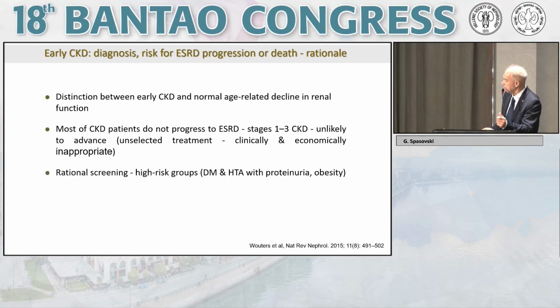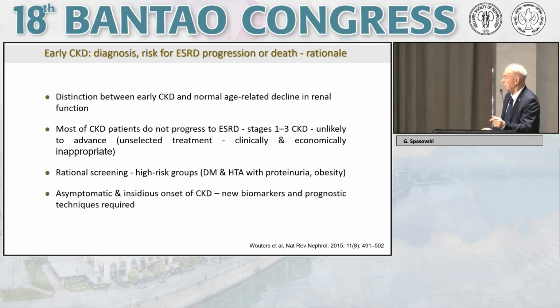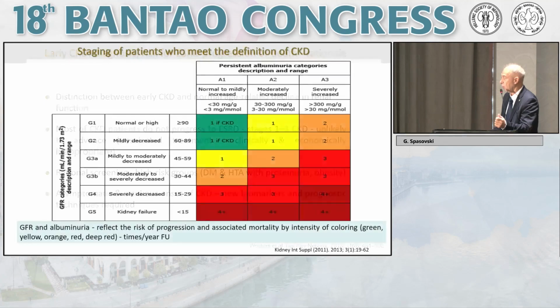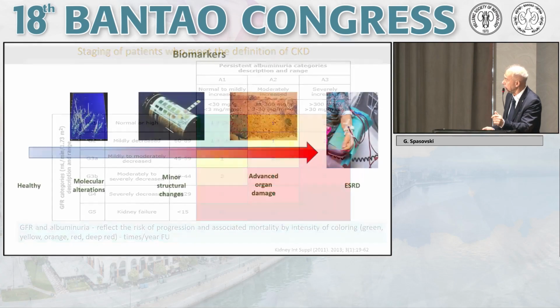The high-risk groups to be screened are surely diabetic patients, hypertensive patients, patients with proteinuria, obesity, etc. But for those who are asymptomatic, with the insidious onset of CKD, we need new markers and prognostic techniques in order to detect them as early as possible. You all know this classification from KDIGO based on eGFR and albuminuria. So these are two risk factors we are always evaluating.